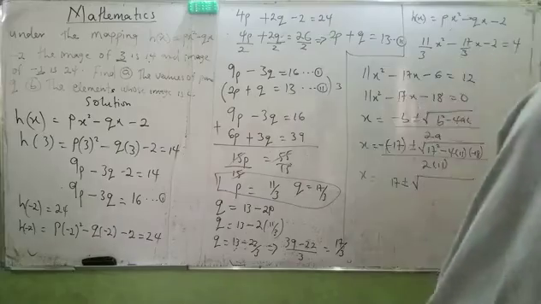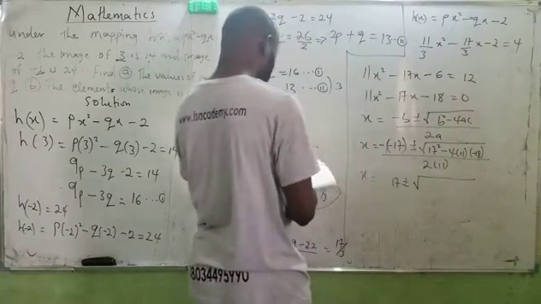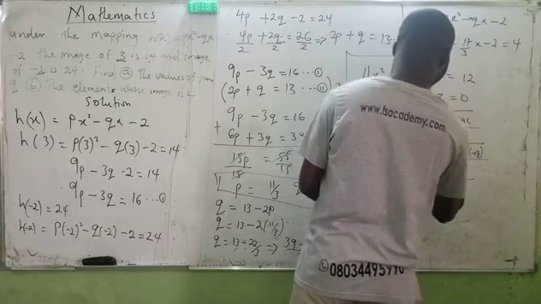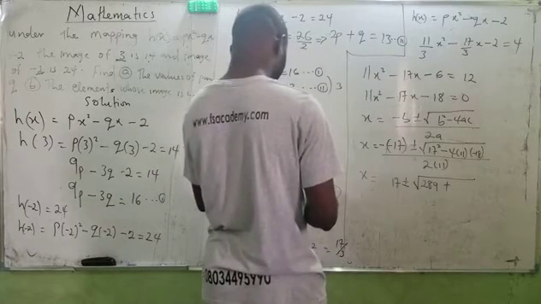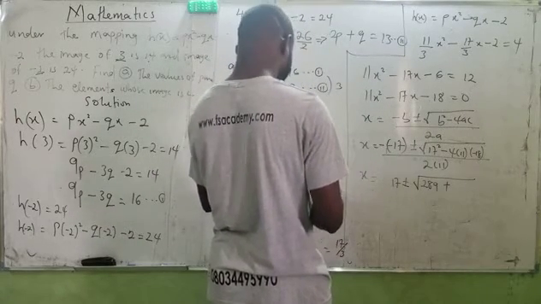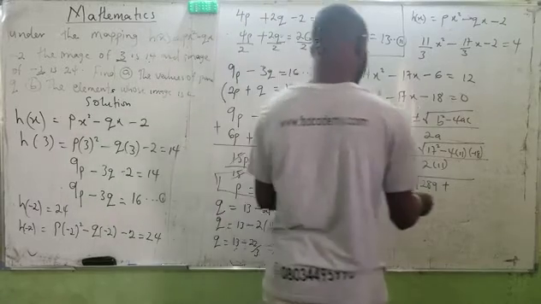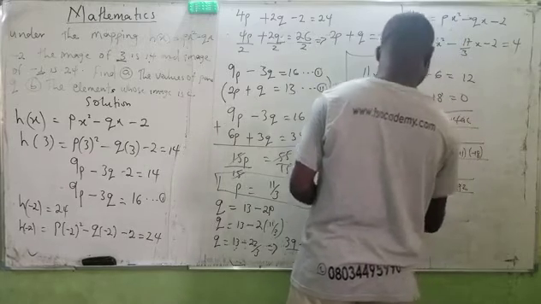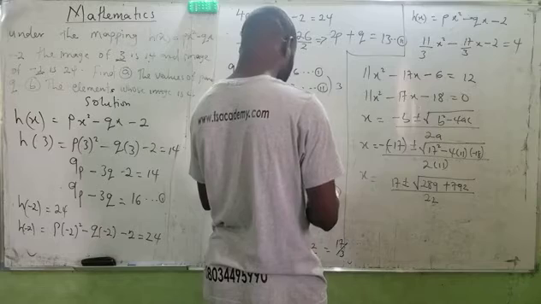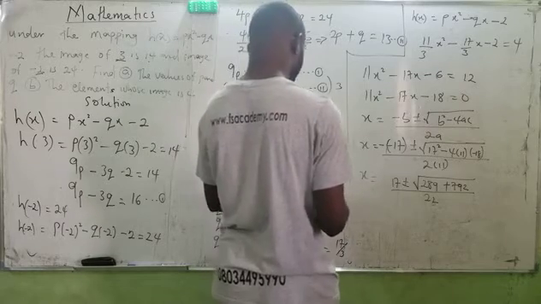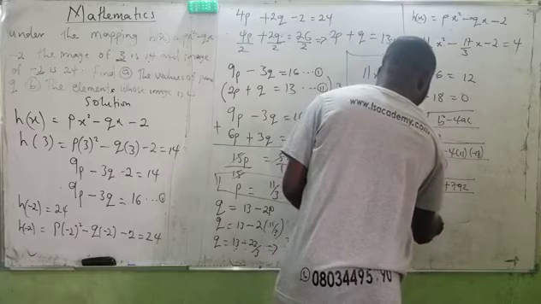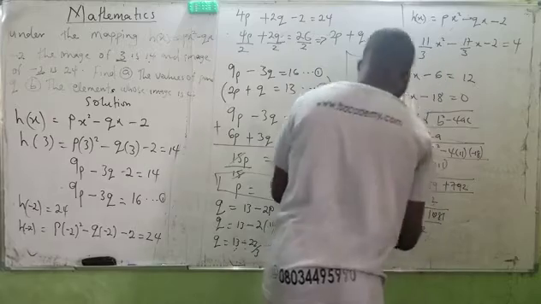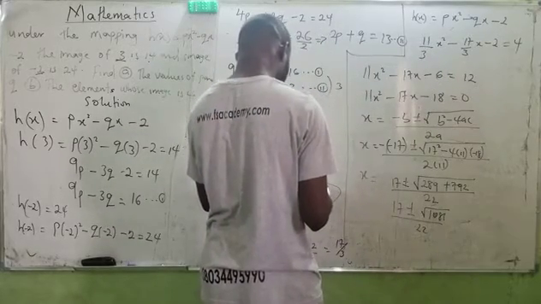Permit me to use the calculator because of the speed. 17 times 17 is 289, minus becomes plus. Now 44 times 18 is 792, divided by 22. 289 plus 792 is 1081. I'm having plus or minus root of 1080 divided by 22. Now root of 1080, which is going to be what?